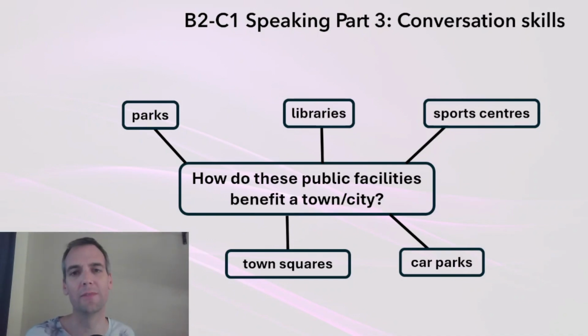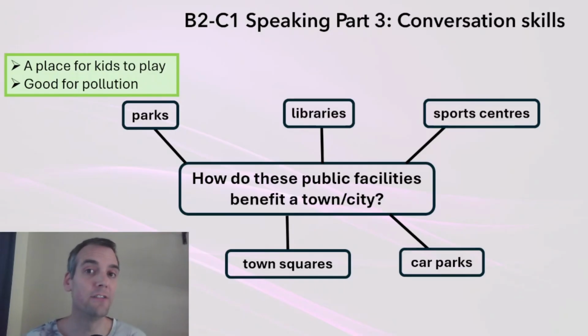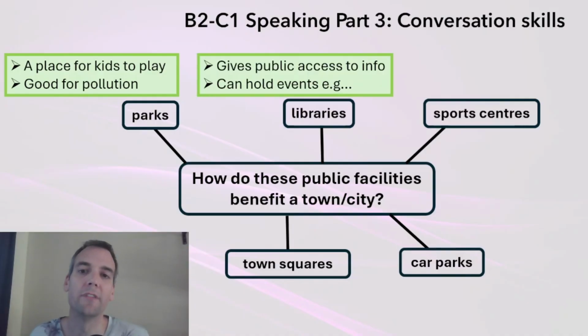I do like to give you some ideas as well. In fact, you could even now try and do it again once I've given you the ideas, really focusing on linking it together using the functions that we spoke about. But a park, of course, kids play there. It's good for the environment. The libraries, you've got information. You can have events there, authors there and little literary events.